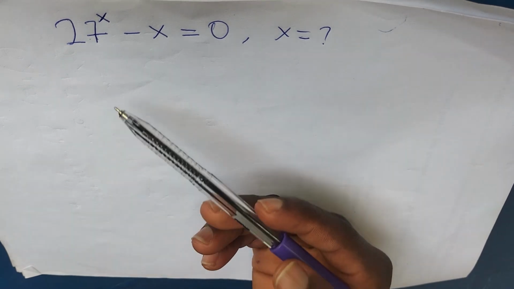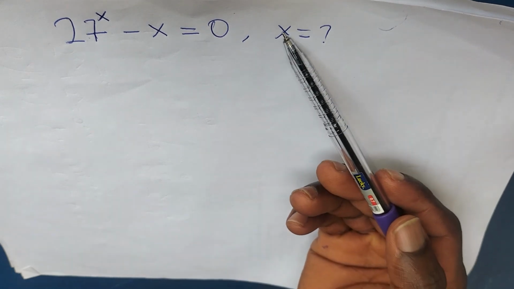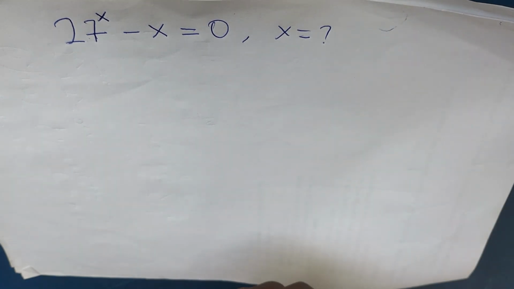We're having a math challenge. Just read 27 to the power of x minus x is equal to 0. So we are looking for the value of x in this challenge.